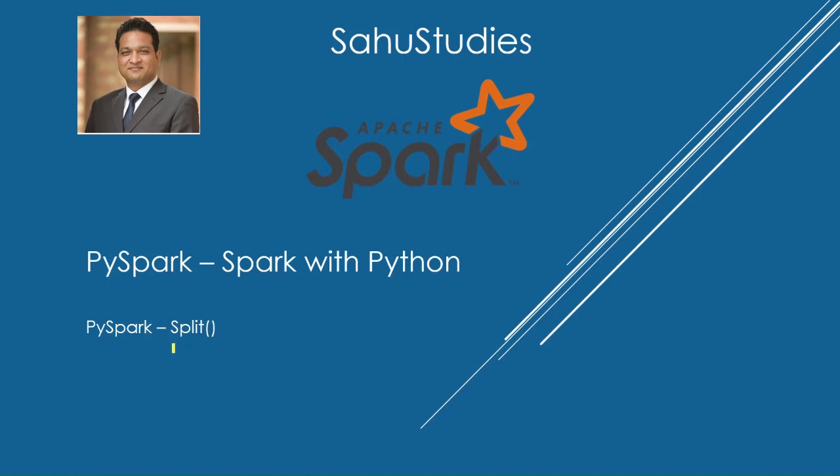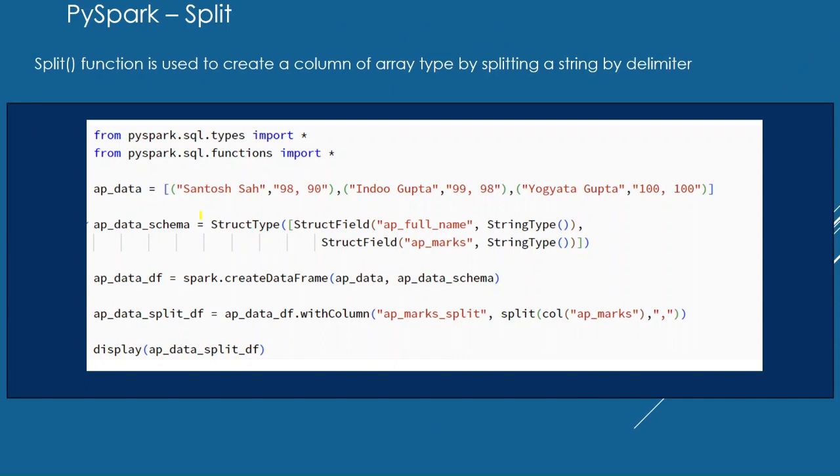In this video, we are going to see how a split function works in PySpark. So what does the split function do? A split function is used to create a column of an array type by splitting a string by a delimiter. So what is it used for? It is used to create a column which is of array type by splitting a string variable by the delimiter. We are going to see how the split function works in PySpark in this exercise.